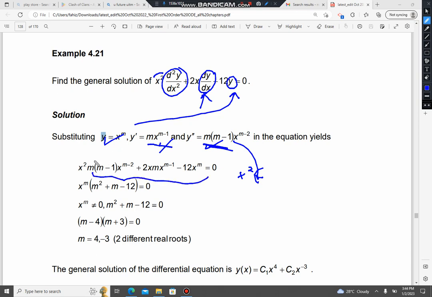Do you see this one? It gives this one: m(m-1) x^(m-2), which is y double prime. And then 2x is already here. This one m x^(m-1) is y prime. And then x^m equals y. So equals 0. And then you need to simplify and factorize. How do you get this? You just factorize, right.